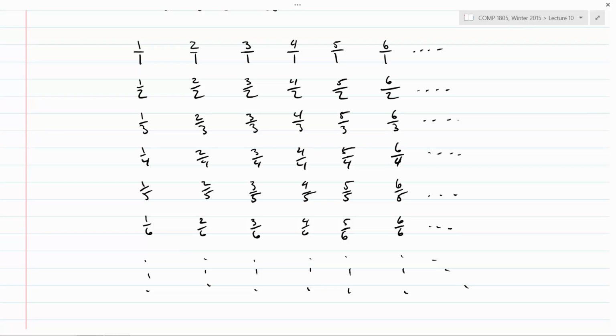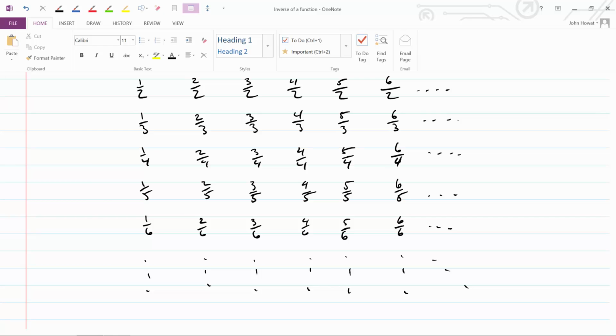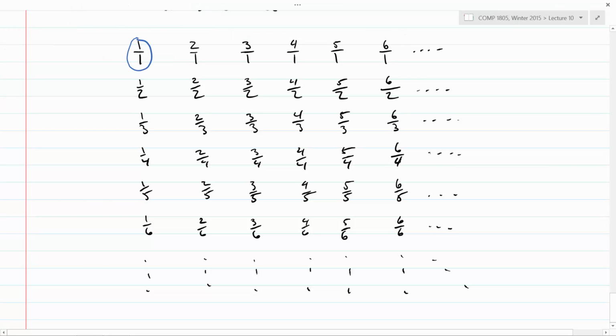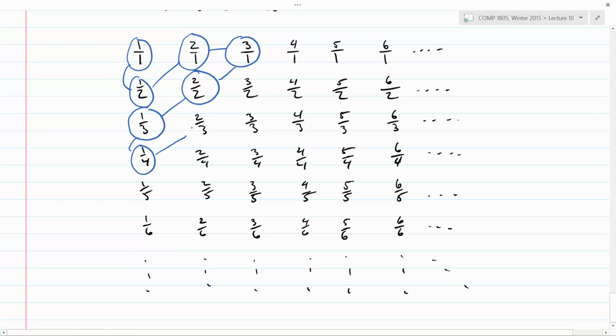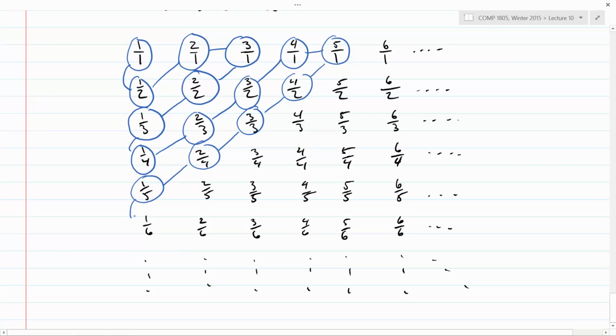So what I'm going to do is list them in an order, and the order is going to be this. I'm going to start here, and then go to 1/2, then 2 over 1, then 3 over 1, then 2 over 2, then 1 over 3, and then 1 over 4, 2 over 3, 3 over 2, 4 over 1, 5 over 1, 4 over 2, 3 over 3, 2 over 4, 1 over 5, and continue like this. And that continues in that pattern.